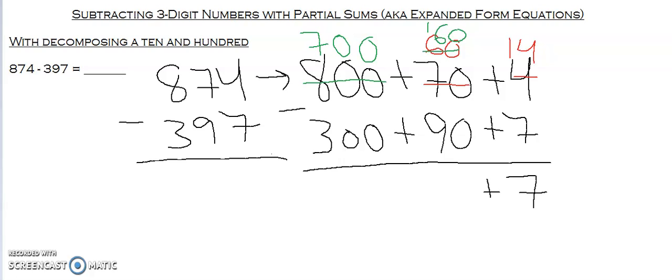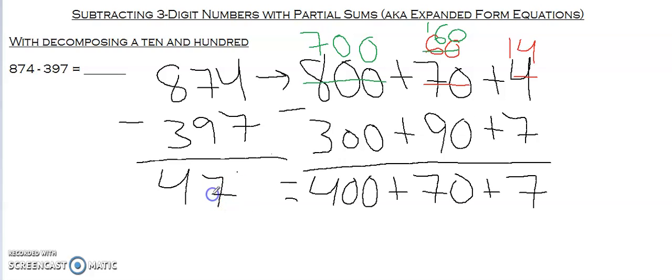I can count back 90. 60 minus 90, so 160, 150, 140, 130, 120, 110, 100, 90, 80, 70. And then I can do 700 minus 300 is 400. 400 plus 70 plus 7 is 477.